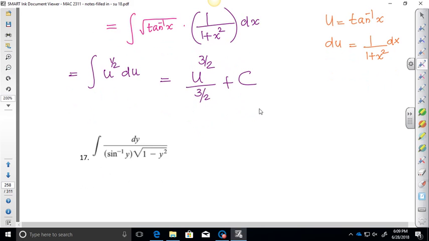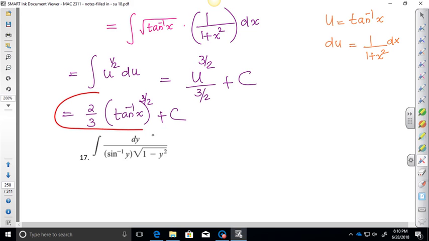Then I have to change it back. So I write 2/3 tan inverse x to the 3/2 plus c.